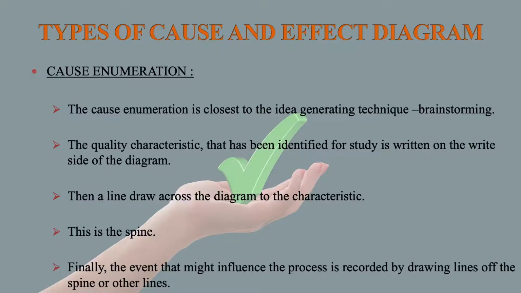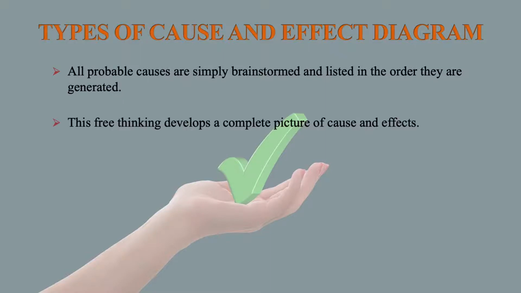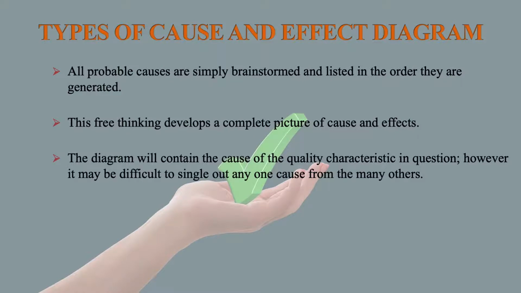Finally, the event that might influence the process is recorded by drawing lines of the spine or other lines. Then all probable causes are simply brainstormed and listed in the order they are generated. This free thinking develops a complete picture of cause and effects. The diagram will contain the causes of the quality characteristics in question. However, it may be difficult to single out any one cause from the many others.